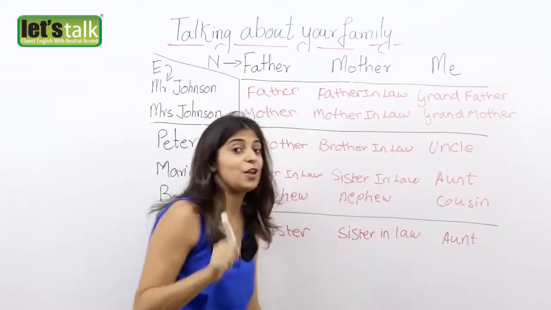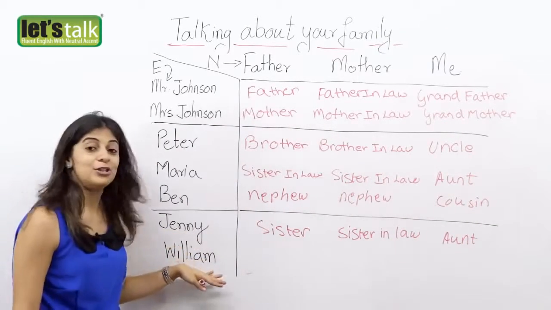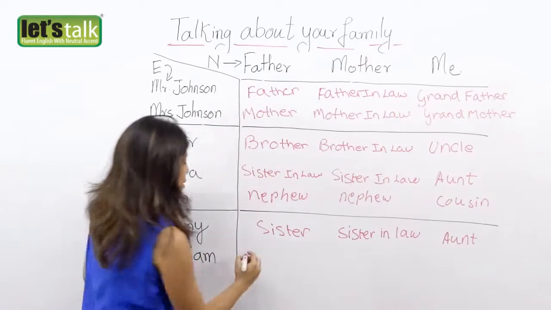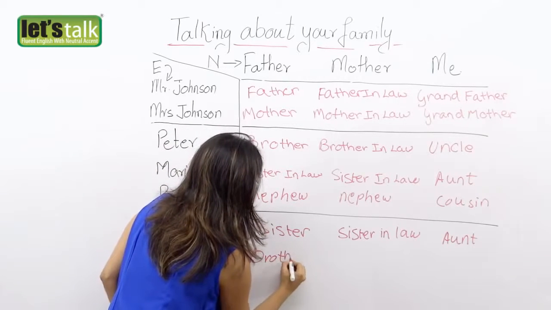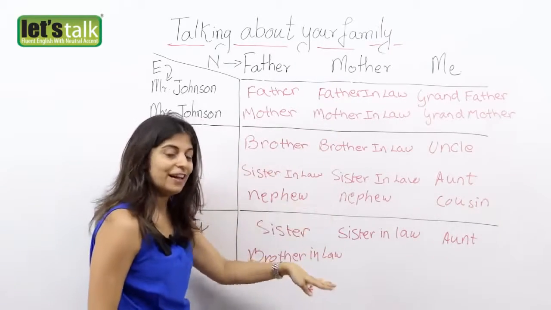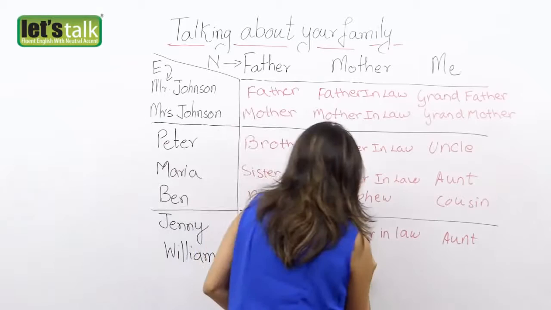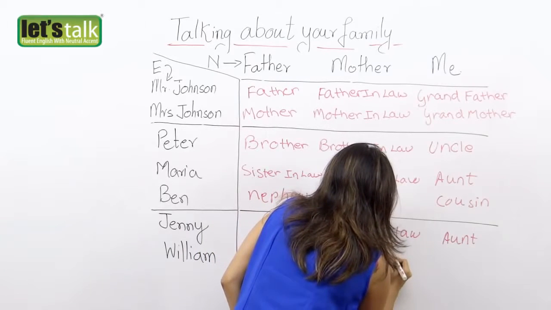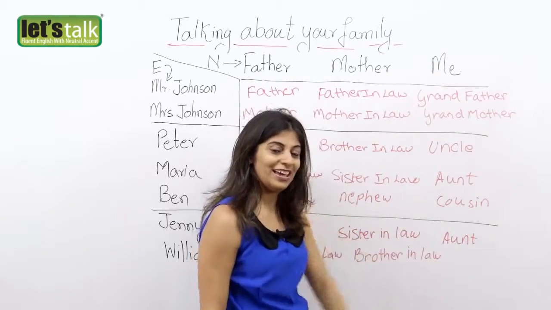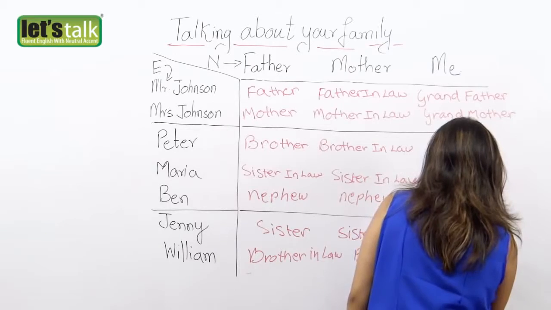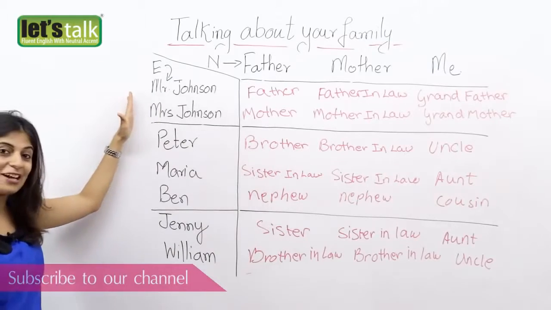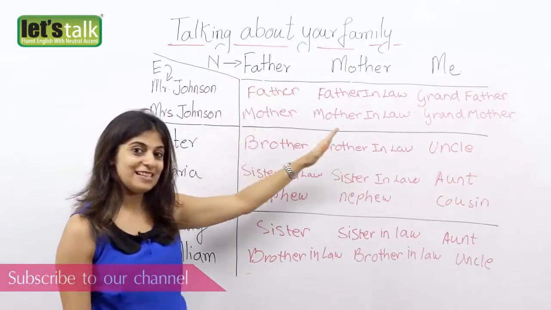So again, she is your paternal aunt, whereas she's married to William. And William is, for your father, his brother-in-law. For your mother, again, he is her brother-in-law. And for you, he is your uncle. So we learned how your paternal side of family is related to your parents and to you.